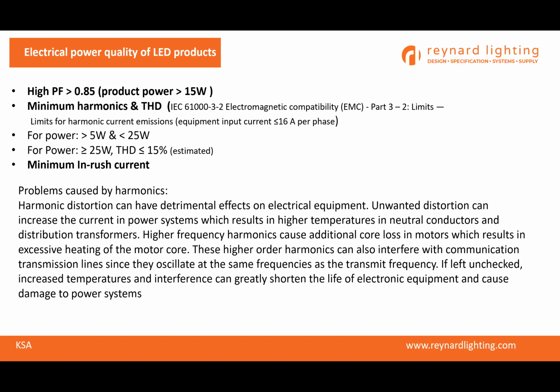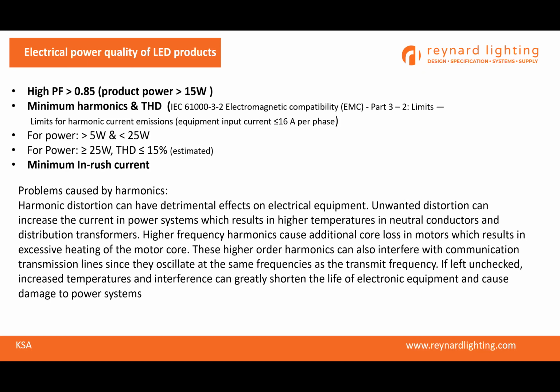The second important electrical parameter here is the harmonic content. And this should be done as per IEC 61000-3-2, and this standard gives the limits for the harmonic current emissions. And for lighting, they have categorized it into 2 luminaire categories: between 5 watts to less than 25 watts, this is one category, and luminaires with power of more than 25 watts.